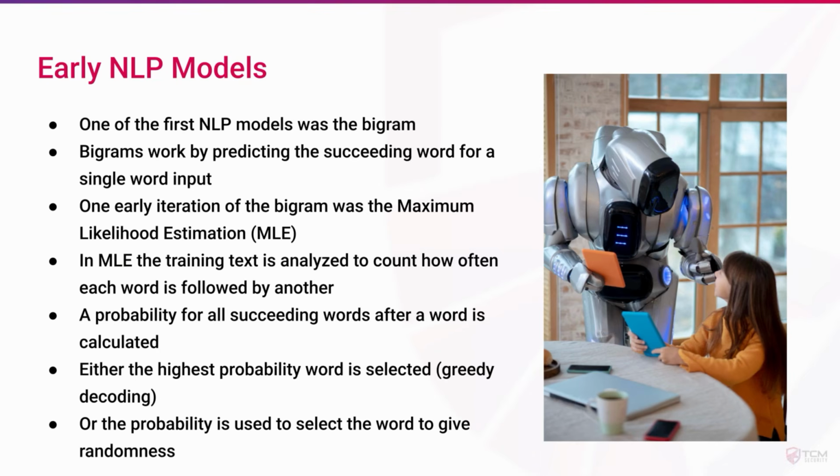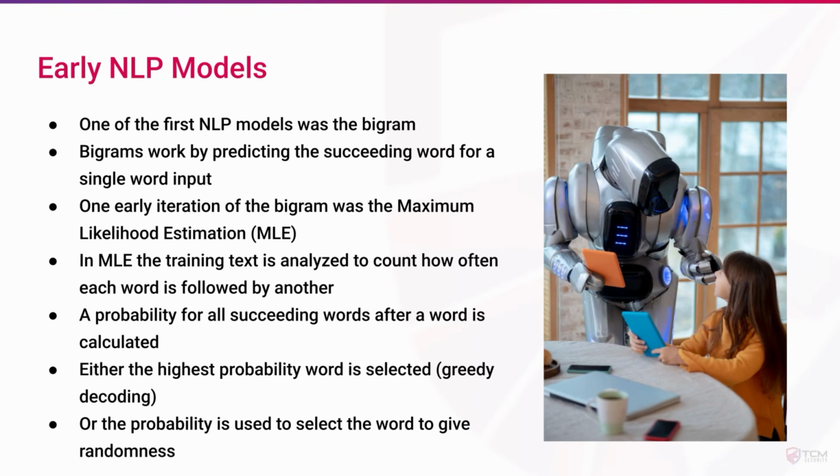The way bigrams work is they just predict the succeeding word for a single word input. For example, if you put in the word the, then maybe it would predict that the next word is cat. And then if you want to keep going with the sentence, it would predict what word comes after cat. So maybe it would say sat, and then after sat, maybe on. Each prediction only relies on the one word before it, so it has no idea of the context in the sentence. It literally is just predicting the next word one after another. This is where the name bigram comes from.